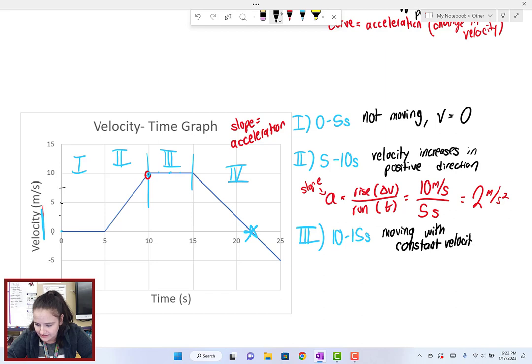And that constant velocity is 10 meters per second. There's no slope. There is no change in the velocity because it's constant. So constant velocity means no acceleration. Acceleration equals 0.